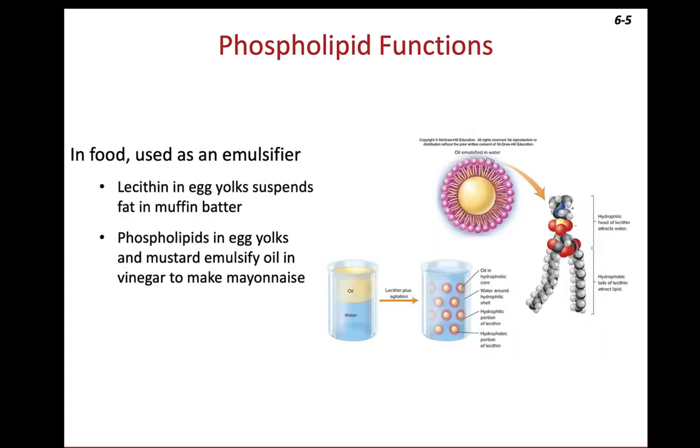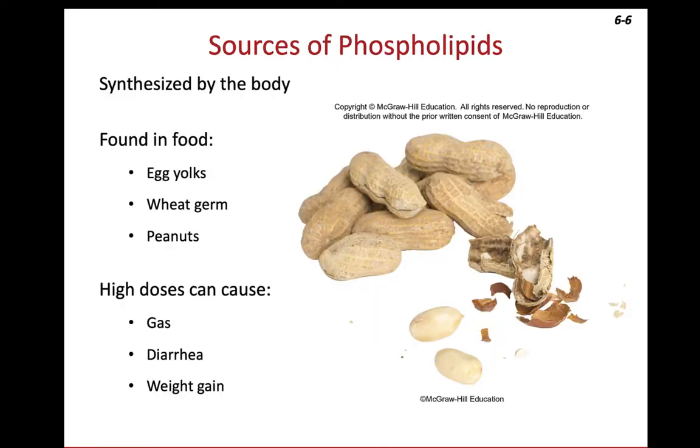Now, in food items, like I said, it will act as an emulsifier. A really good example is lecithin, which is found in egg yolks, and what that does is suspend fat in batter. The phospholipids in egg yolks and mustard emulsify oil in vinegar to make mayonnaise. So from a standpoint of food, phospholipids and their role as an emulsifier are especially important.